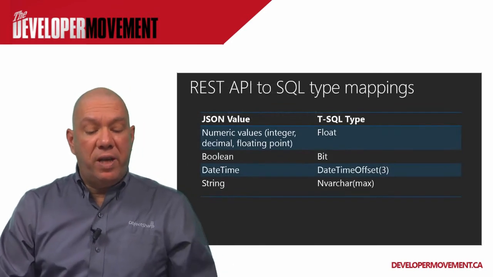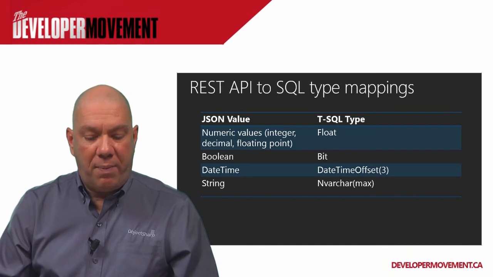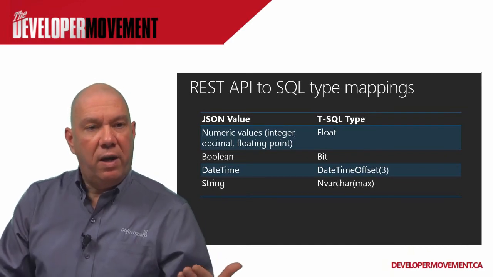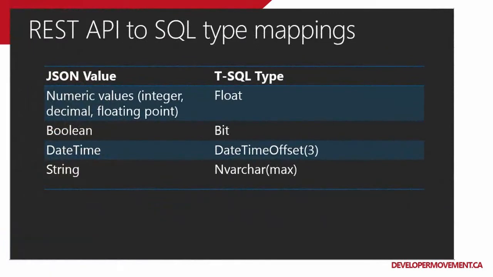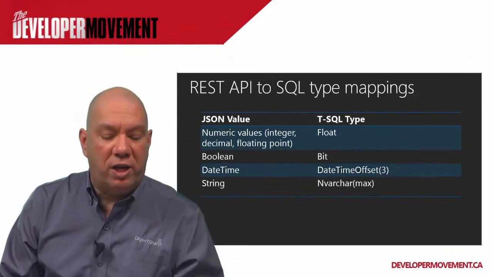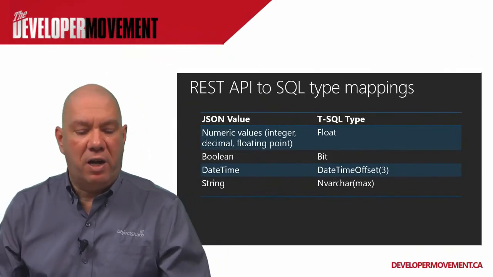Now, I mentioned the dynamic capability. This will give you a sense of it, because if you're passing something in through a REST-based API, it's coming in through JSON. JSON doesn't have things like a Boolean or a date. It has strings. And the dynamic mapping onto the SQL types happens automatically based on this particular table. So if you end up passing in a string that looks like a numeric value, it will get converted into a float as the column inside of your data store.